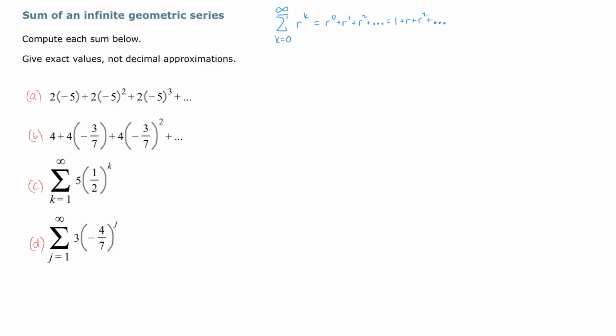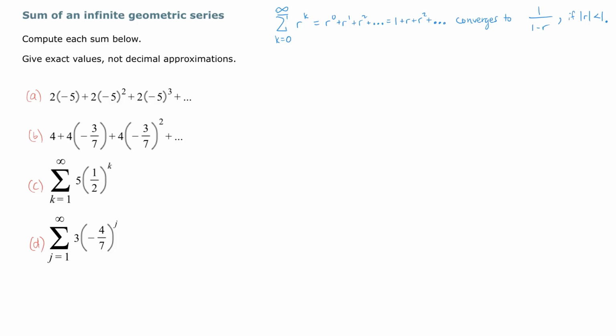Now this actually converges to 1 over 1 minus r if the absolute value of r is less than 1.